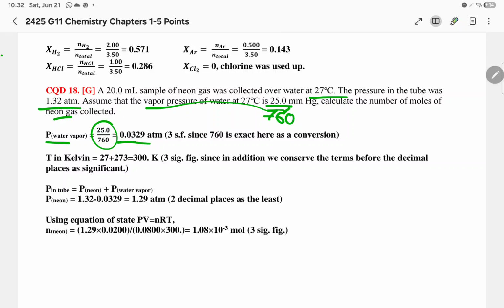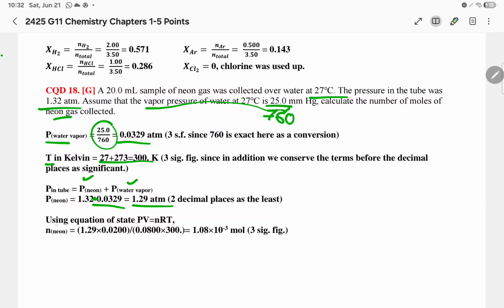The Kelvin temperature is going to be plus 273. And now the pressure in the tube is the pressure of the neon and the water vapor. We know that the pressure of the water vapor was just found, and the pressure of the tube is 1.32 as given here. And this is supposed to be a plus. They kind of got it wrong, but you get 1.29.